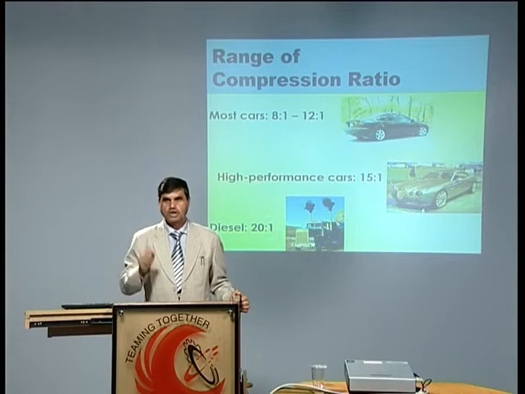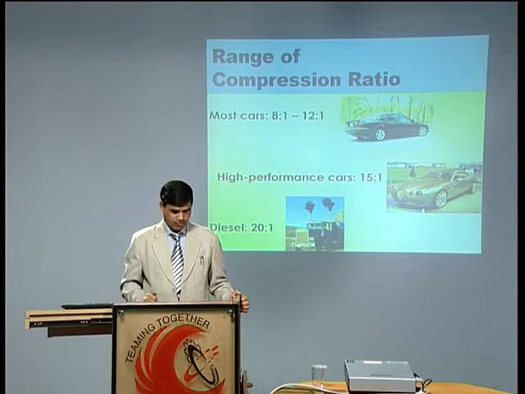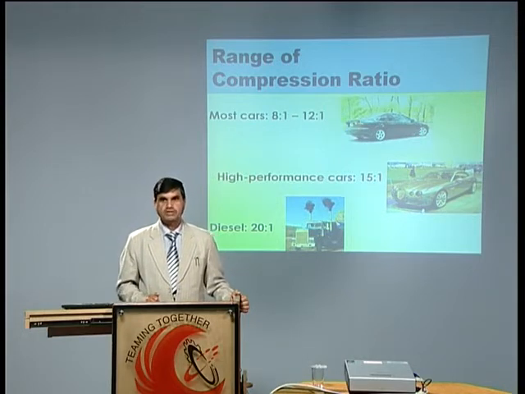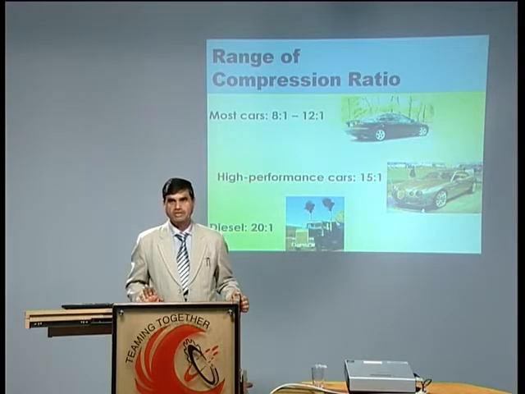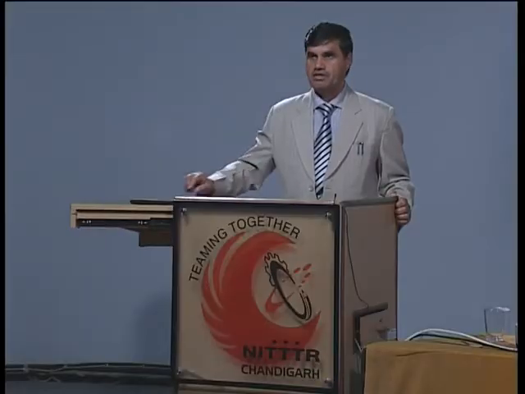In the case of sports cars, this ratio is quite high, and in the case of diesel, which I have shown as the third type of vehicle, the compression ratio is 20. So in the case of diesel engines, you can clearly observe there is a significant difference. 8 to 12 we are comparing for conventional petrol vehicles, and for diesel it is 20, even more than 20, up to 25 compression ratios are used in the case of diesel vehicles.